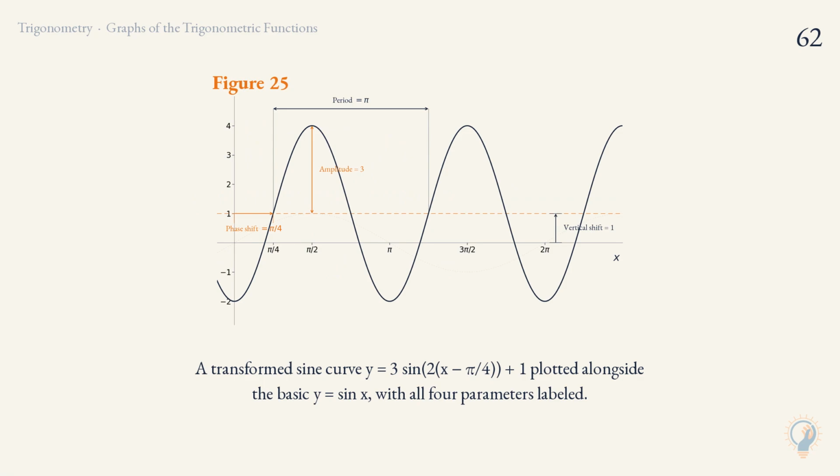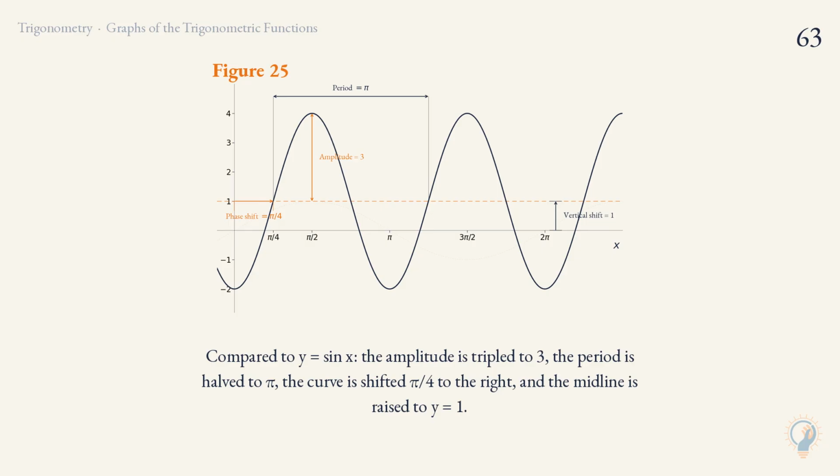Figure 25. A transformed sine curve. y equals 3 sine of 2 times the quantity x minus pi over 4, plus 1, plotted alongside the basic sine curve with all 4 parameters labeled. Compared to y equals sine x, the amplitude is tripled to 3, the period is halved to pi, the curve is shifted pi over 4 to the right, and the midline is raised to y equals 1.